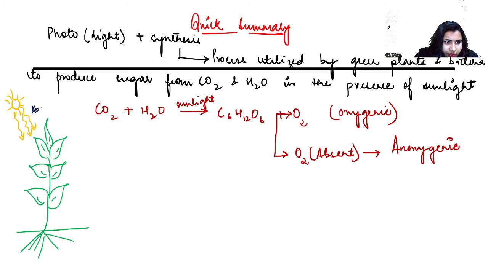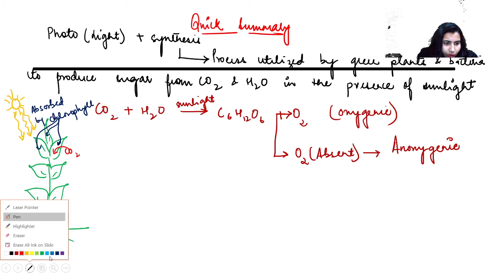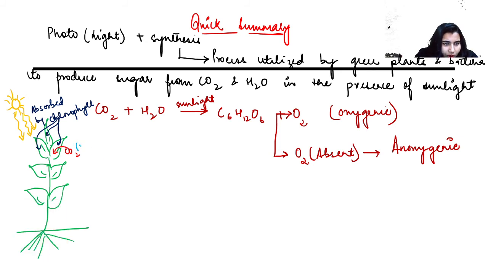Sunlight is absorbed by chlorophyll, right? Now this chlorophyll is present in the chloroplast of the leaf. Now what will happen next? There will be entry of carbon dioxide. Carbon dioxide will move inside the plant with the help of stomata, right?